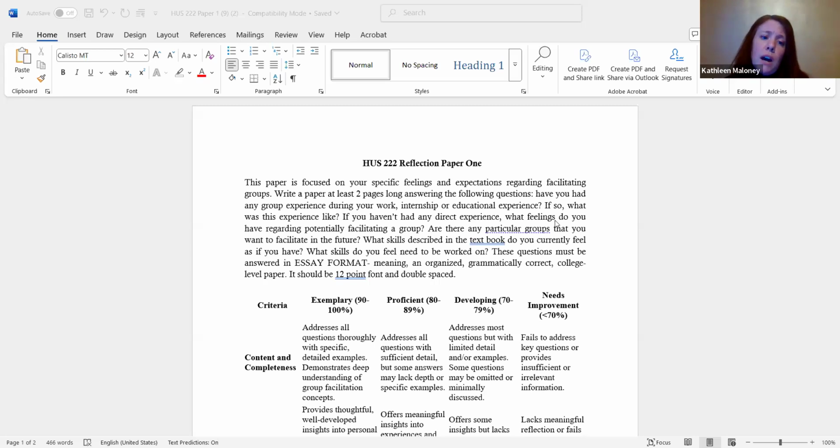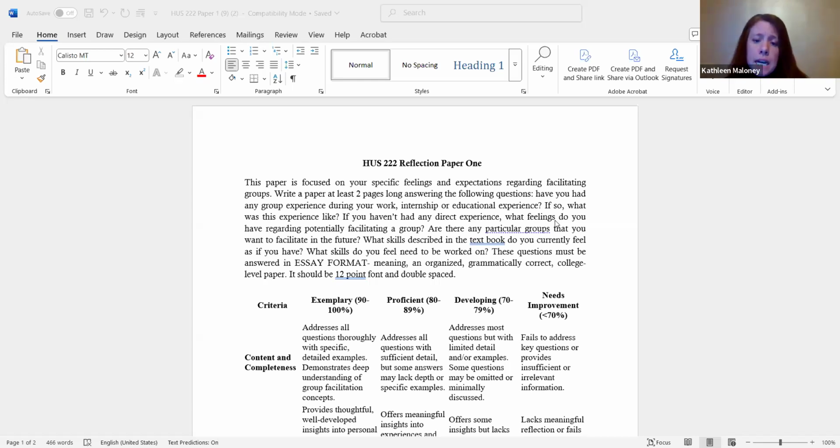So discussing whether you have had any group experience. Most of us have been in a group, right? So any type of school projects, for example, or in-person classes. You may have had group experiences at your work. It could be team meetings, internship, and also discuss what the experience was like. If you haven't had any direct experience of facilitating groups, what feelings do you have about potentially facilitating groups? Are there any particular groups that you want to facilitate in the future? So maybe stress management groups, groups focused on addiction or mental health, for example.